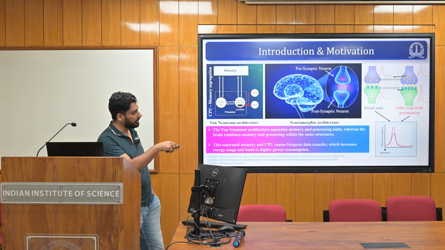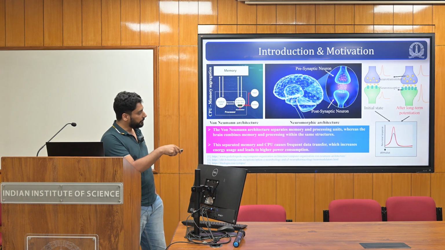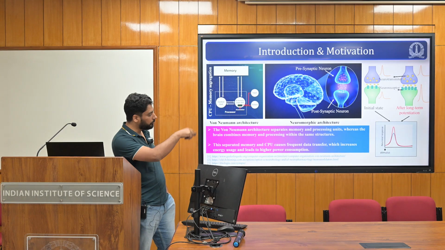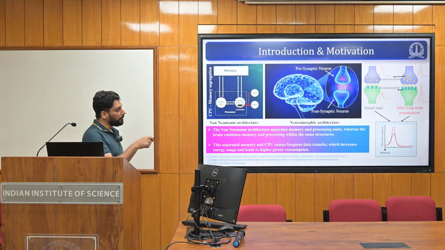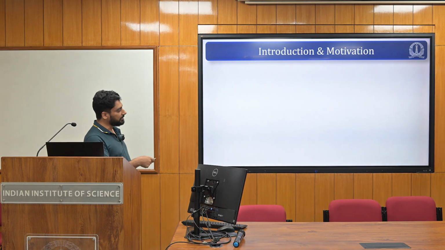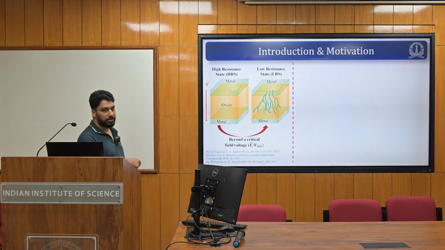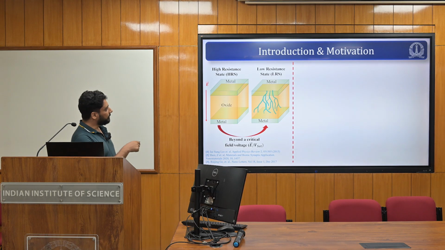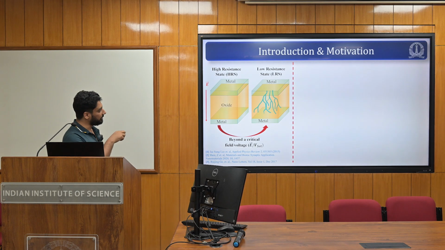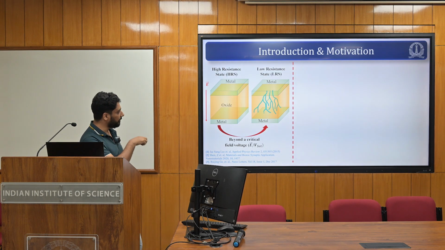So you can have either a better signal in the postsynaptic neuron, or you can have a poor signal. So the idea is that for the same input you have multiple outputs. Now to mimic the same behavior in an electronic device, we have what we call a memristor. A memristor is basically a vertical configuration of a device. It's a very simple device: you have metal, oxide, and then again metal.